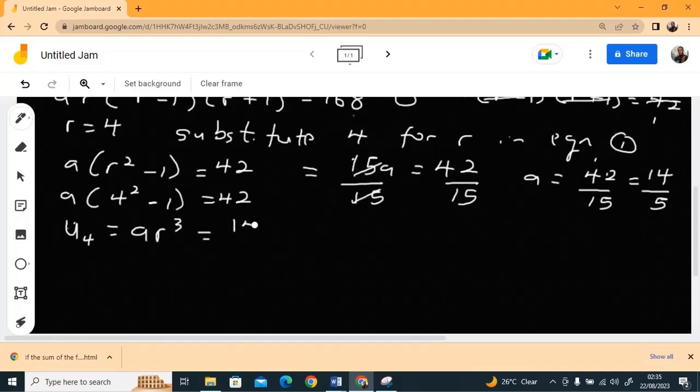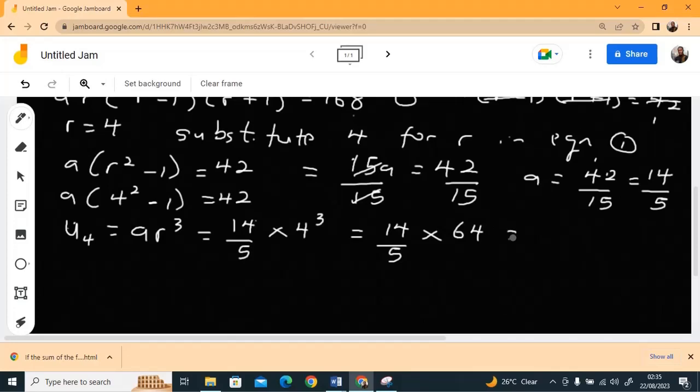So my a is now what? 14 over 5, times my r, which is 4. That is 4 raised to what, 4 raised to 3. That is 14 over 5 times 4 raised to 3, which should give 4 times 4, 16, that's 64. So when you multiply this, what do you get? You get 64 times 14.